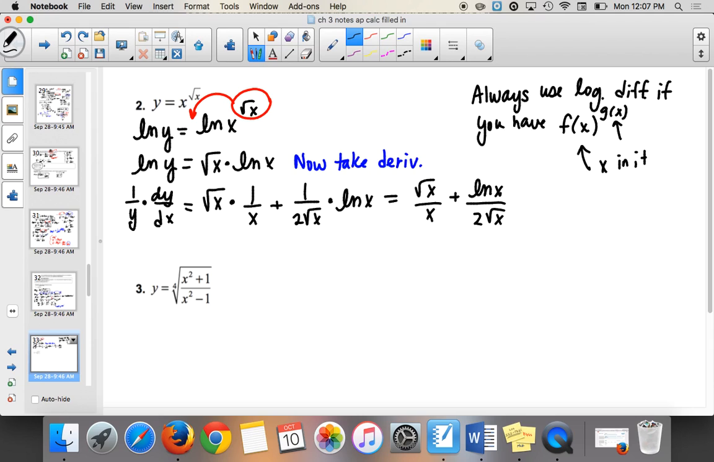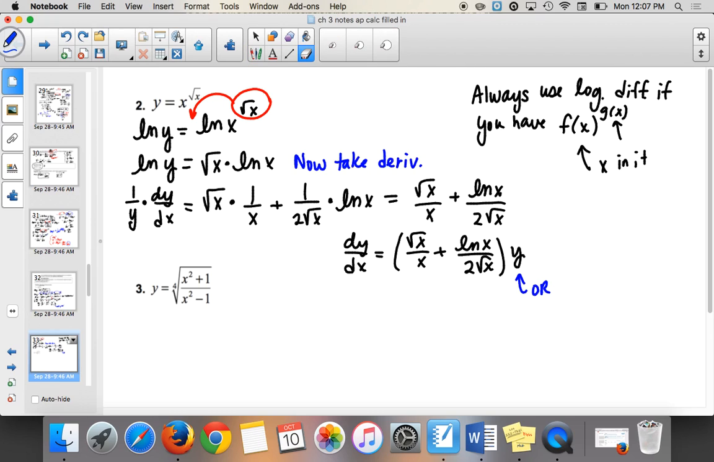All right, that is not equal to dy over dx though. dy over dx is going to be all of that times your y. Now, would it be easy for the AP test to put x root x instead of y? Yeah. Or x root x, because that was equal to y, right? Look for weird things.